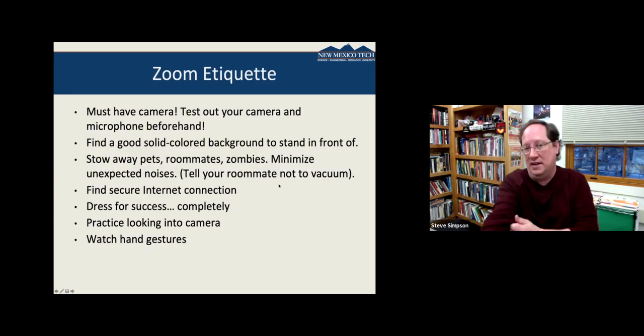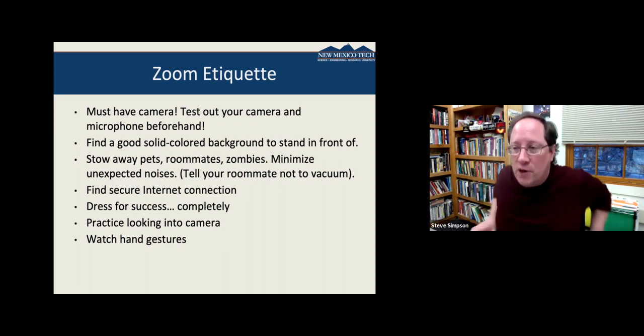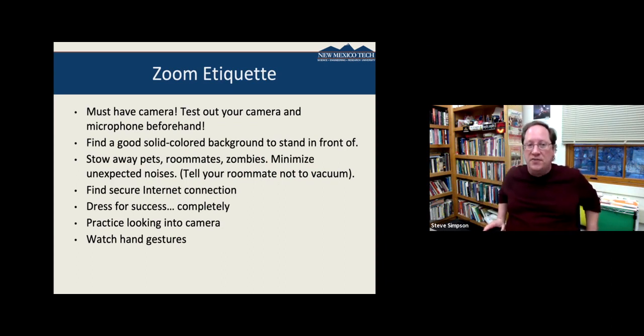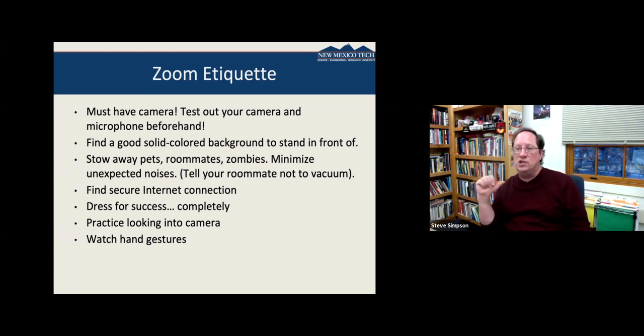Some Zoom etiquette. First of all, you do have to have a camera for this competition. You do actually have to be visible on video, because part of what we're looking at is your mannerisms while you're presenting. If you don't have access to a camera or a good camera, send me an email, because there are places on campus right now where you can take out some webcams, and we can make sure that you have a way to do that.